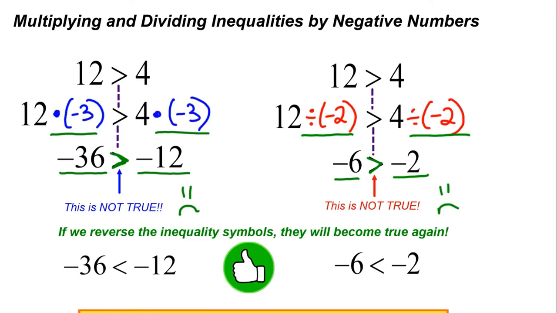So what do we do when this happens? Are we just not allowed to divide both sides by a negative number? Well, we can, but we have to remember this little rule right here. If we reverse the inequality symbols, they will become true again. So I take the greater than symbol and flip it to the less than symbol. Now it's true. Negative 36 is less than negative 12. And if I take the greater than symbol here and flip it, negative 6 is less than negative 2. Now it's true, and that fixes the problem.